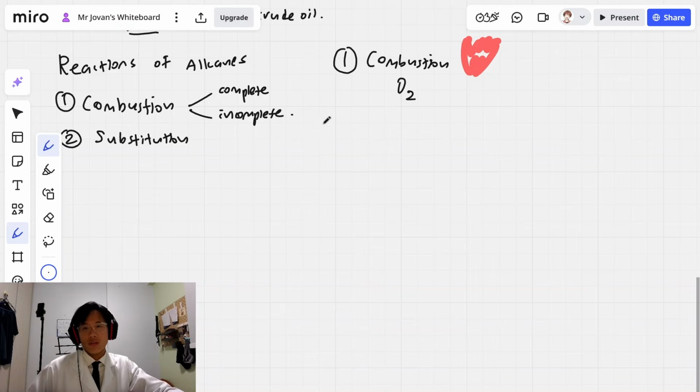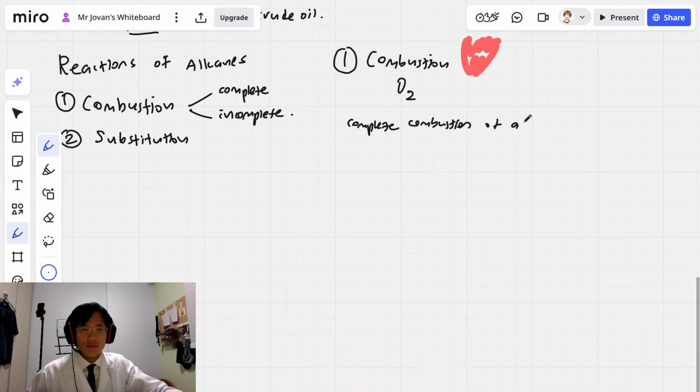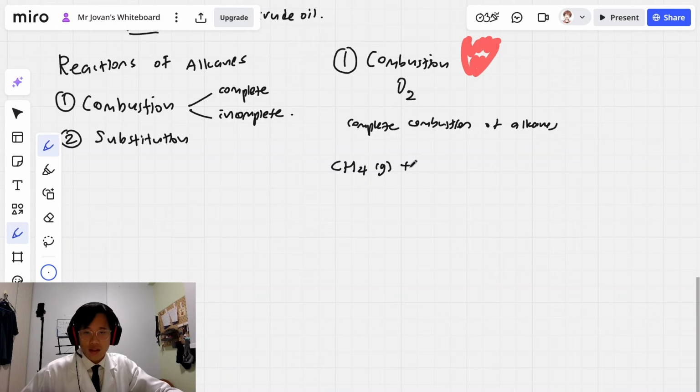So we have complete and incomplete combustion. Let's start with the complete combustion of alkanes. Let's use the simplest alkane as an example: methane, CH4. Methane exists as a gas. And if you want a complete combustion, your products would be CO2 and water.